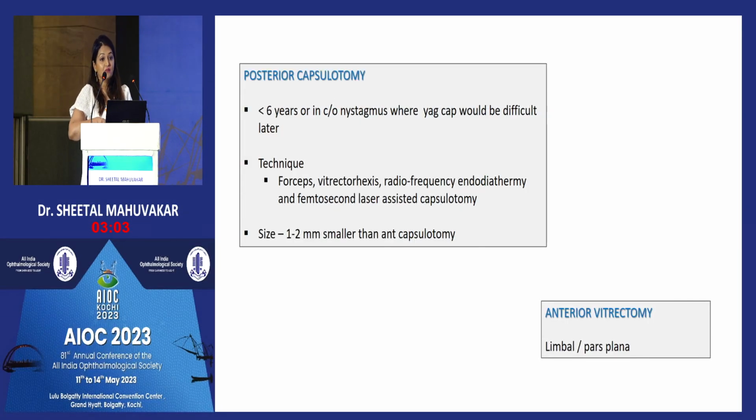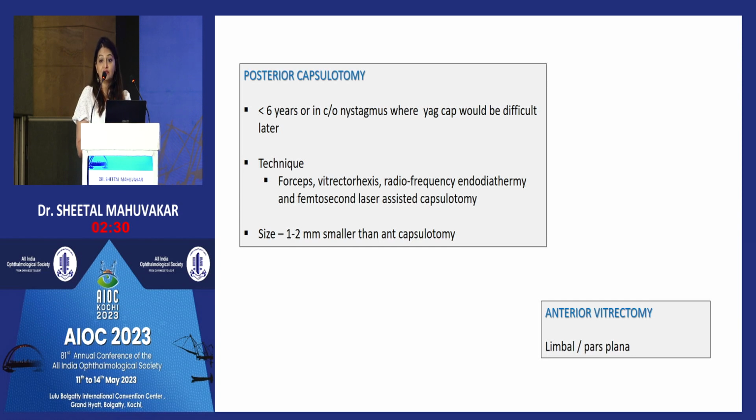For the posterior capsulotomy, again, in a child less than 6 years of age, or a child even if more than 6 years of age who has nystagmus or is mentally subnormal, where the YAG capsulotomy would be difficult later on, it is a good idea to do posterior capsulotomy with a thorough anterior vitrectomy. The technique could be with forceps, with the cutter, or with radiofrequency endodiathermy, or one can use even the femto laser for that. The size should be 1 to 2 millimeters smaller than your anterior rhexis.